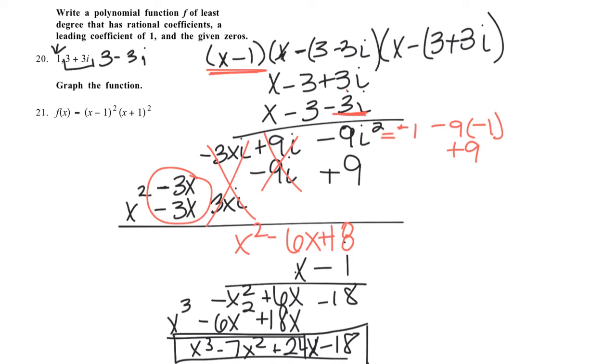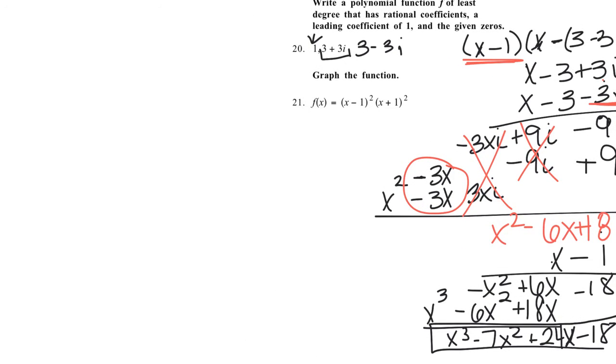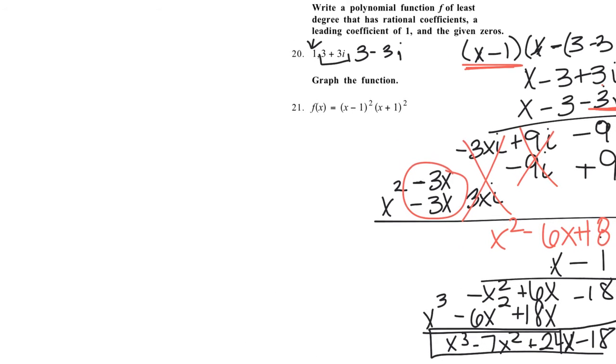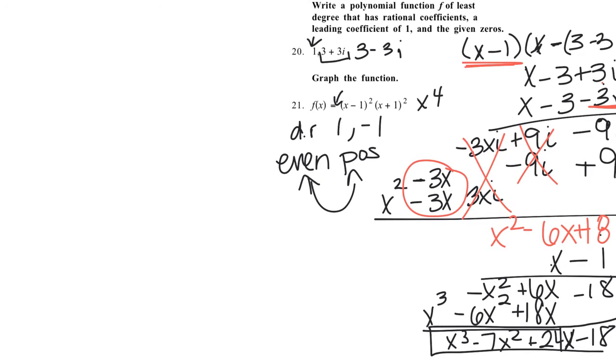Okay, and number 21 says graph the function. So I'm going to move this stuff over like that. We have a double root at positive 1 and negative 1. I have an x squared and an x squared. That makes it x to the 4th. So it's even. And then the coefficient in front, there isn't one, so that's a positive 1, so it's even and positive. So it's up and up.